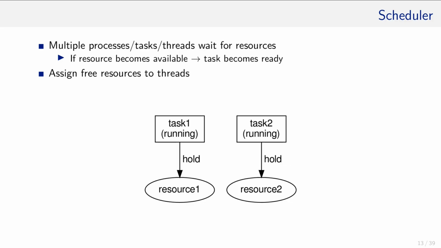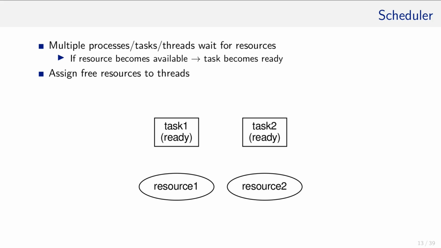Since both resources are free, the tasks can reserve the resources for themselves, use them, and continue to run. After a while, task 1 does not require its resource any longer and releases it. Now, resource 1 is free again, while task 2 needs a little bit longer. However, after some time, the system returns to its initial state in this example.